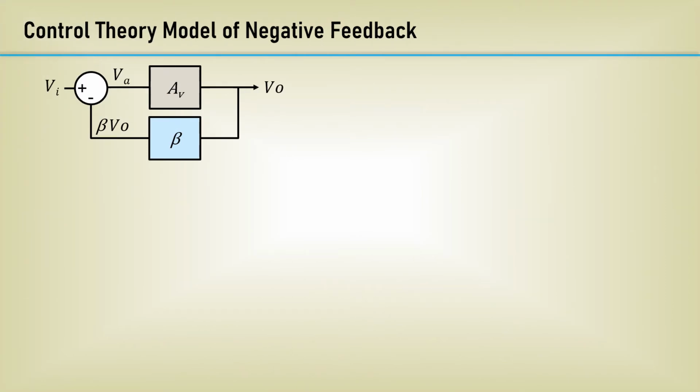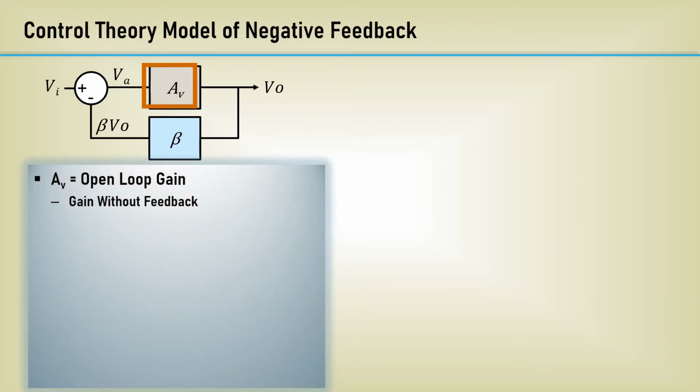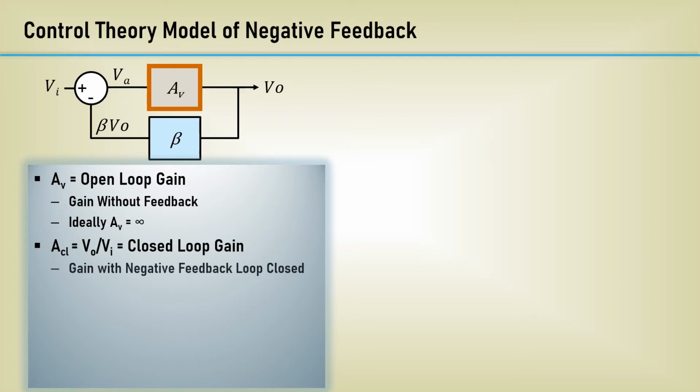Here's the control theory model of an op-amp we introduced in the history of the op-amp video, introducing the concept of negative feedback. Let's review that. A sub V is the open loop gain of the amplifier, the gain without feedback. Ideally, this gain would be infinite. We want to determine the closed loop gain of the negative feedback system, which is the ratio of the output voltage V sub O to the input voltage V sub I. It's the gain with the negative feedback loop closed.